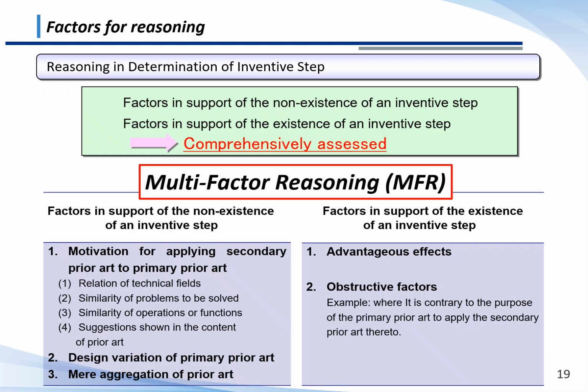On the other hand, there are the following 2 factors in support of the existence of an inventive step. The first factor is the presence of advantageous effects over the prior art. The second factor is the presence of factors which obstruct application of the secondary prior art to the primary prior art.